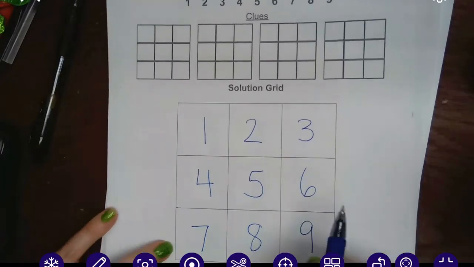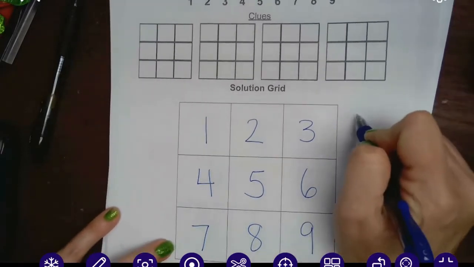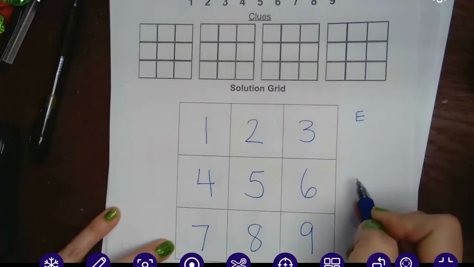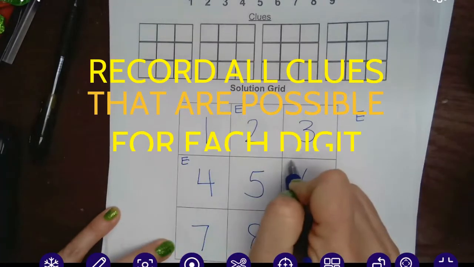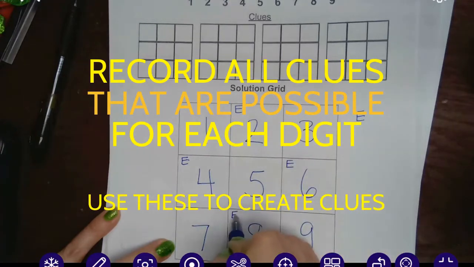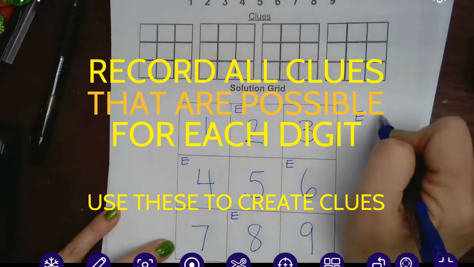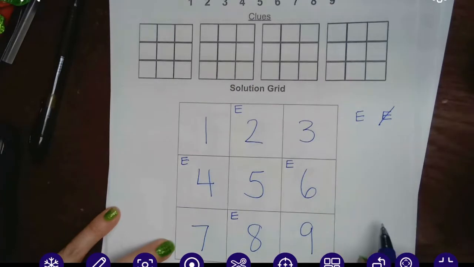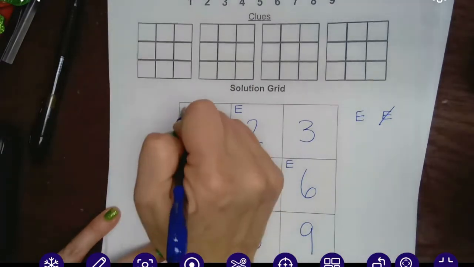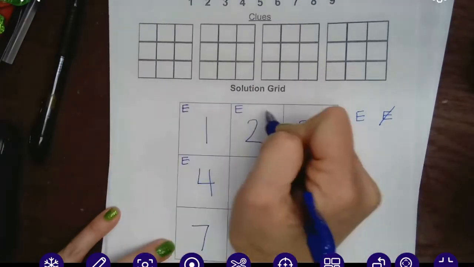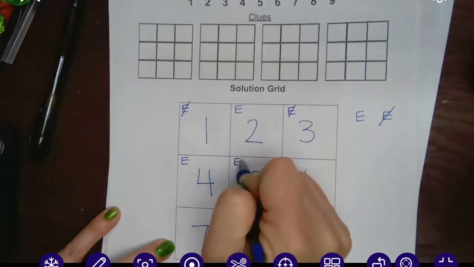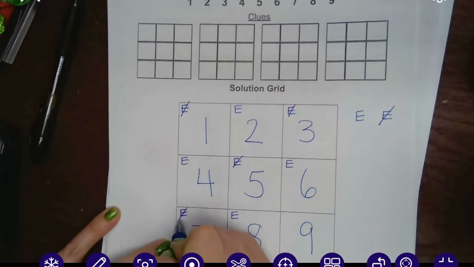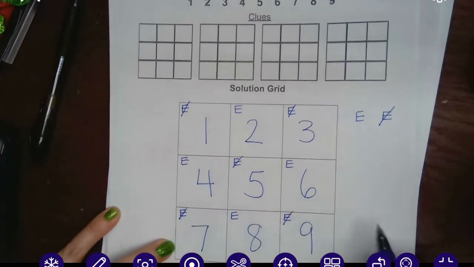Now, there are a lot of clues that we can give. For instance, a number can be even. So the even numbers are 2, 4, 6, and 8. That also means there must be some numbers that are not even. So not even are going to be our odd numbers: 1, 3, 5, 7, and 9.